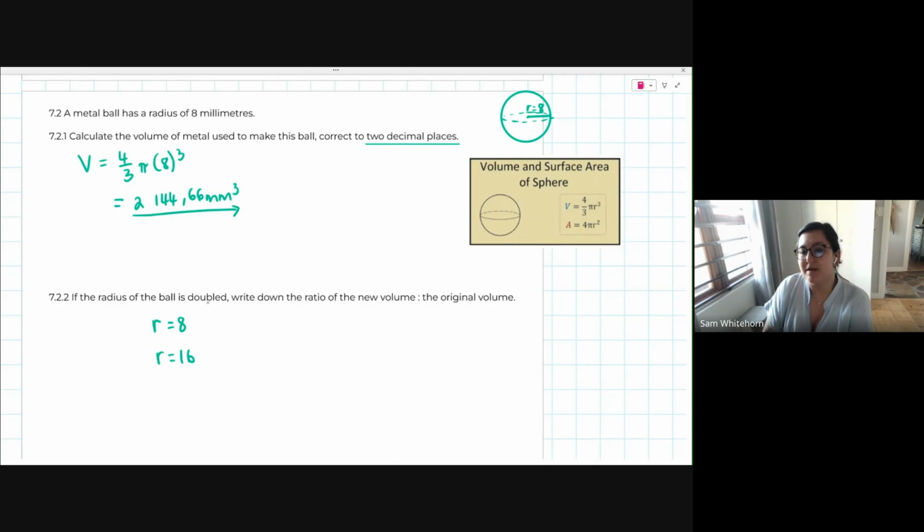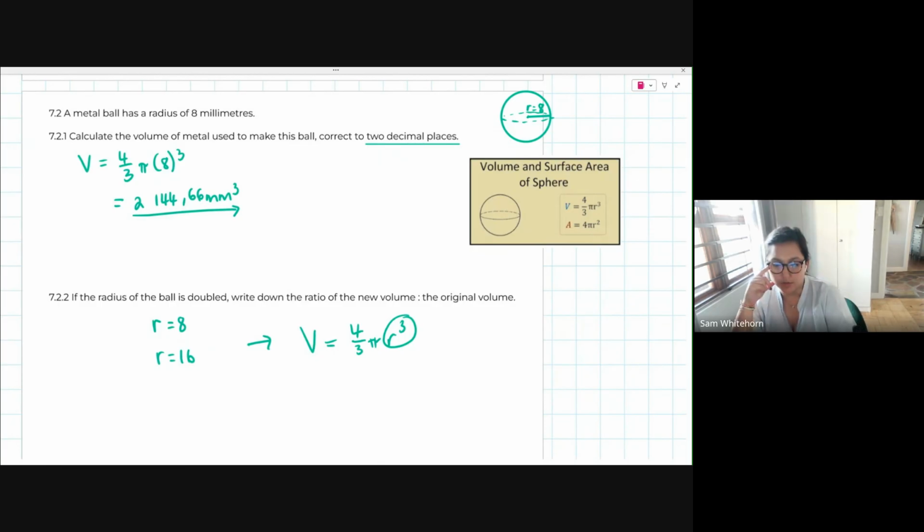But what we now need to bear in mind is that by doubling the radius, when we look at the volume formula, we need to think about the fact that r is being cubed. Okay, so the answer is going to be 8 times larger. Abu, can you explain why?